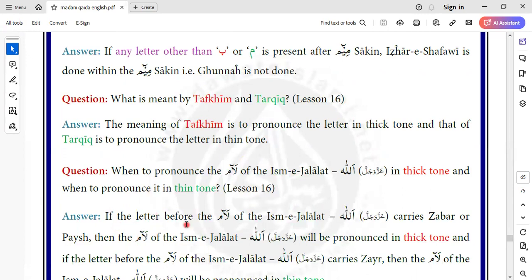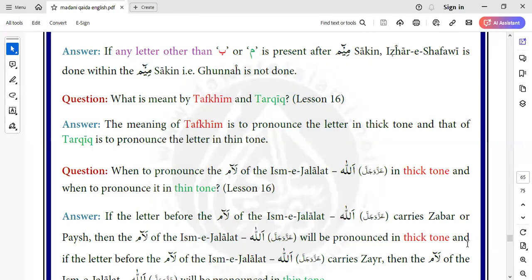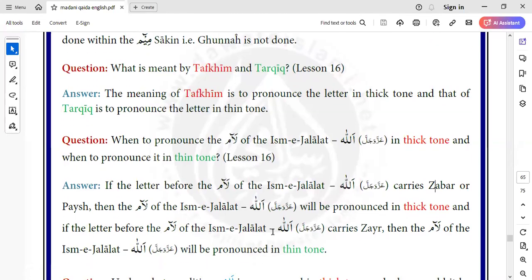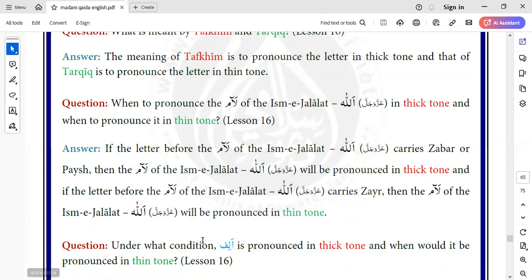If the letter before the lam of the Isme Jalalat Allah Azza wa Jal carries zabar or pesh, then the lam of Isme Jalalat Allah Azza wa Jal will be pronounced in a thick tone. And if the letter before the lam carries zer, then the lam of the Isme Jalalat Allah Azza wa Jal will be pronounced in a thin tone.